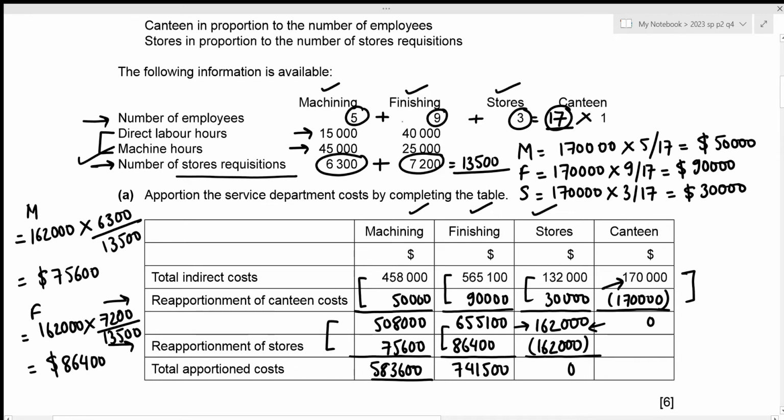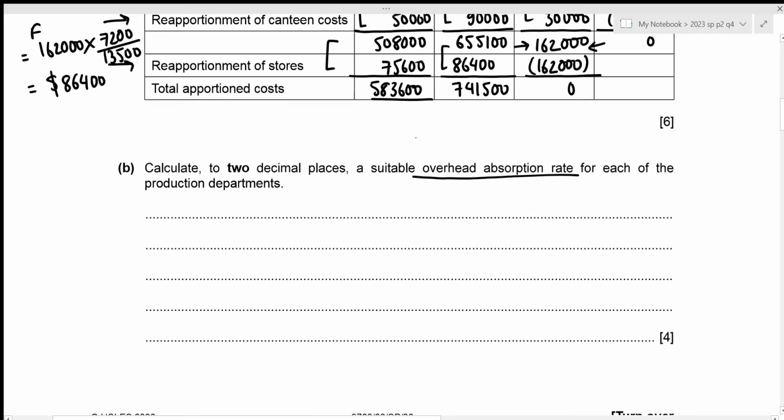Let's compare for finishing department. We have our direct labor hours to be 40,000 and machine hours to be 25,000. Again, the higher amount is the direct labor hours, which means that the overhead absorption rate for finishing department is based on labor hours. Okay, let's figure out the overhead absorption rate for machining department.